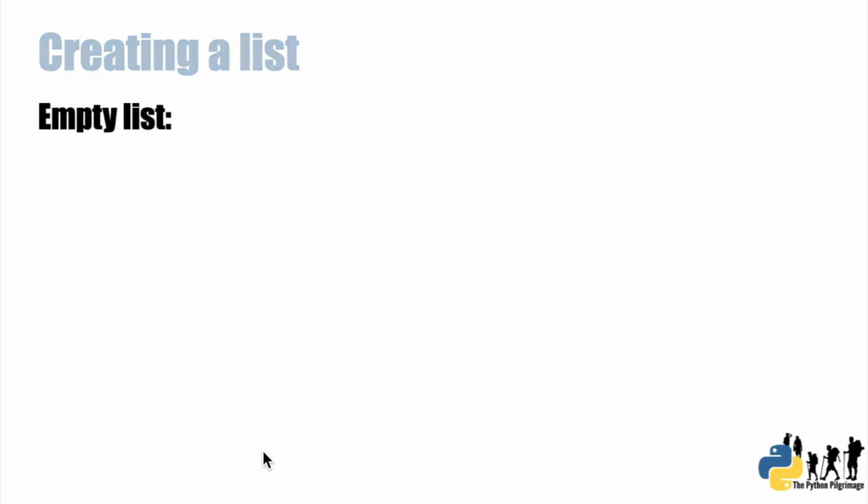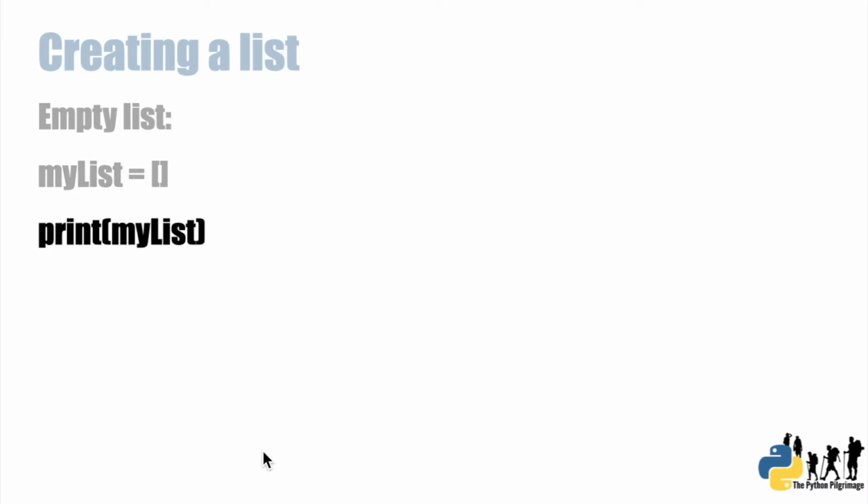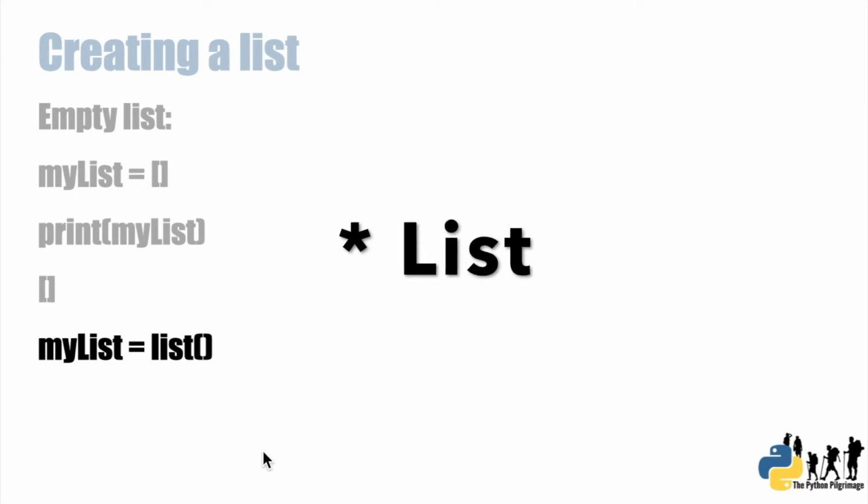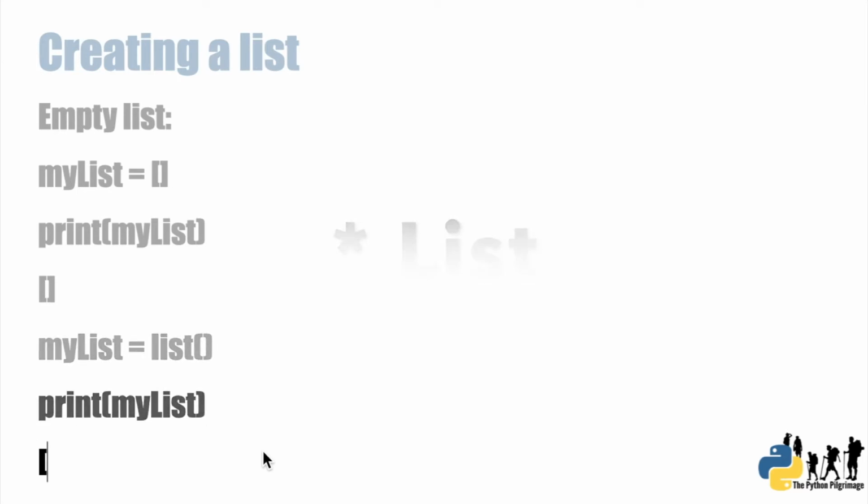Moving on to creating a list. You can create an empty or a non-empty list. To create an empty list, you can do it in two ways. One, you can just initialize an empty square bracket. So if you print out my list, you get an empty square bracket. The second way is to call the function list. Calling the function list is basically initializing an empty list. So if you print that out, you will also get an empty square bracket.